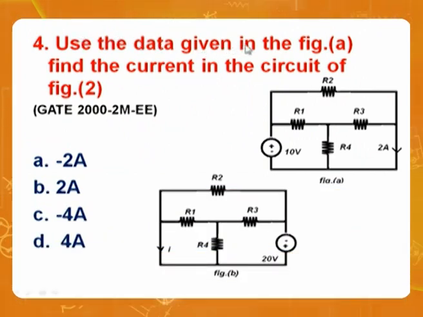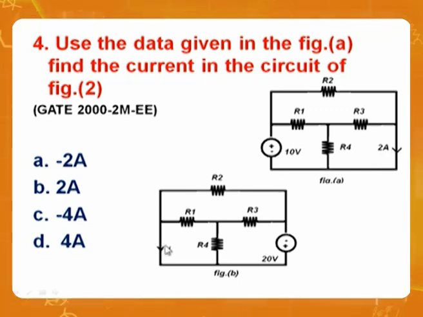So let's go to the fourth question. Use the data given in figure A to find the current in figure B. This is very interesting. There is nothing much involved, but understand. This is figure A, this is figure B. What is the basic understanding? He himself said this is the voltage, this is the current. Now this voltage is brought here and this current should be brought here.